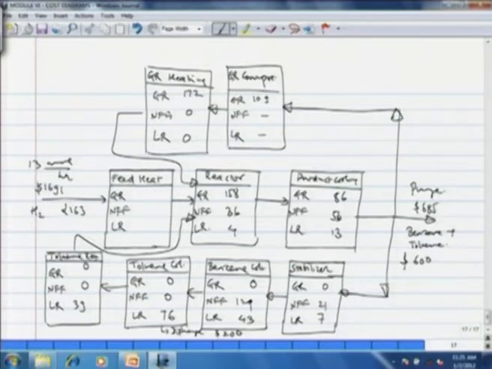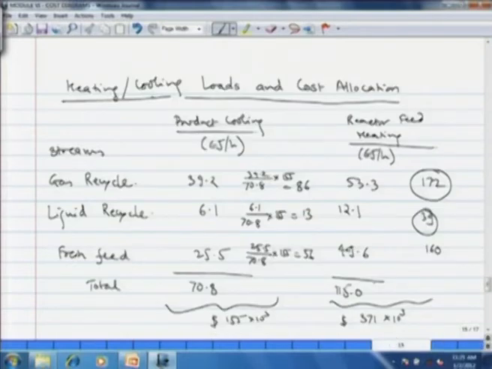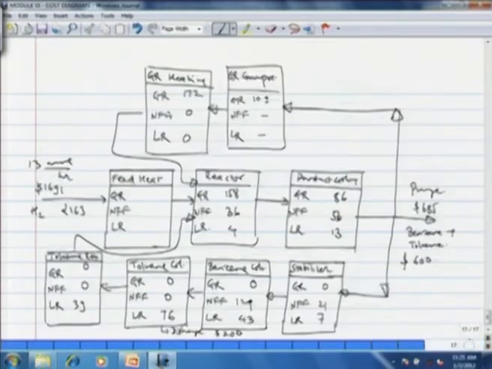Okay. And now finally the fresh feed heating. The fresh feed heating we have already seen here as $160,000, reactor fresh feed heating. Okay. So that is 160. So this completes our cost allocation diagram.